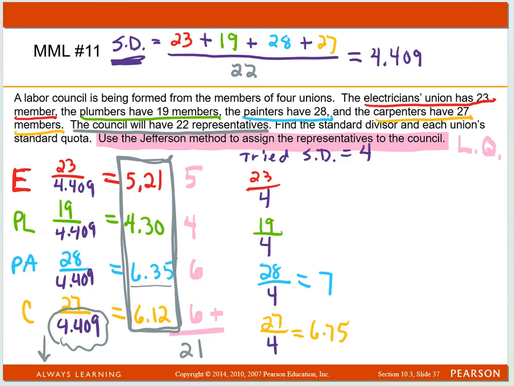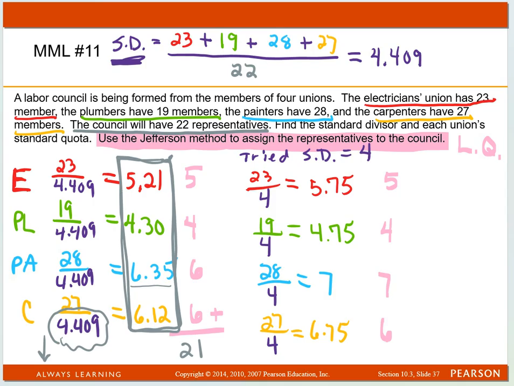And then the green one, 19 divided by 4 was 4.75. And then the red one, 23 divided by 4 is 5.75. And keep in mind, we're doing Jefferson, so he always uses the lower quota. So for 5.75, he goes with the 5. 4.75, he goes with the 4. This is exactly 7, which is a lower quota. And 6.75, he'd go with the 6.